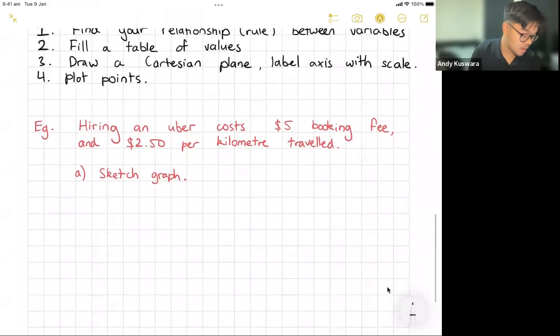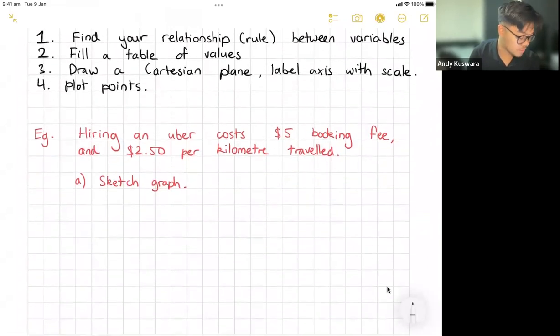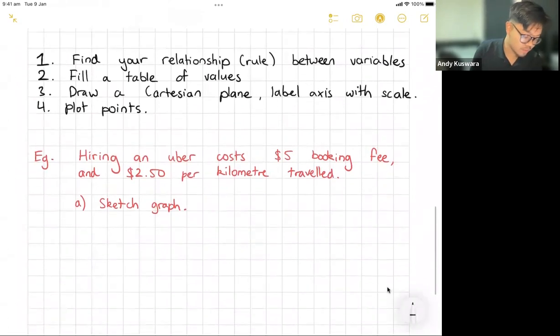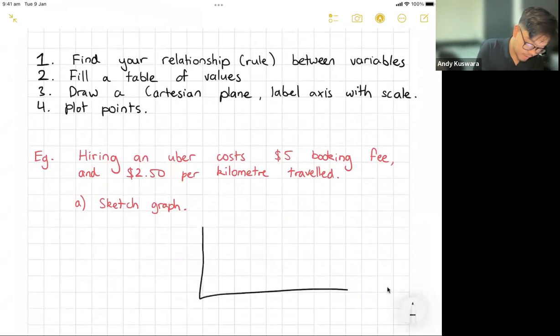Hiring an Uber costs a $5 booking fee and $2.50 per kilometer traveled. We want to sketch a graph of something that shows this. So what is your dependent variable? In other words, we're going to draw a little bit of a table of values here.